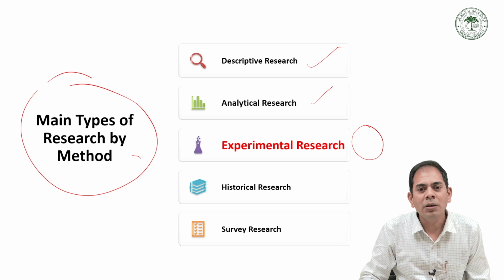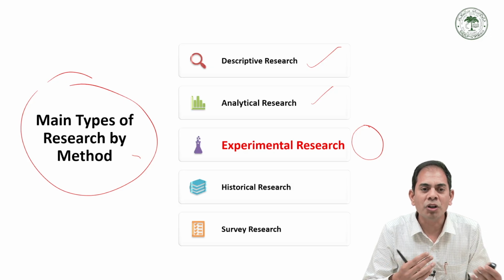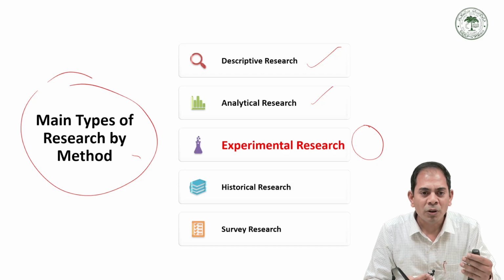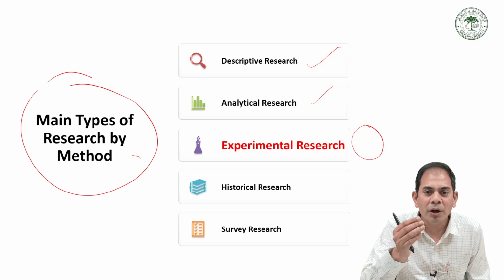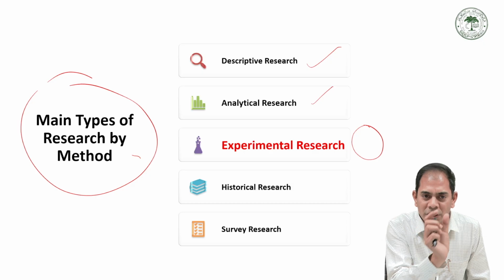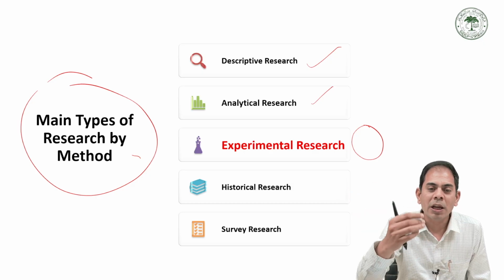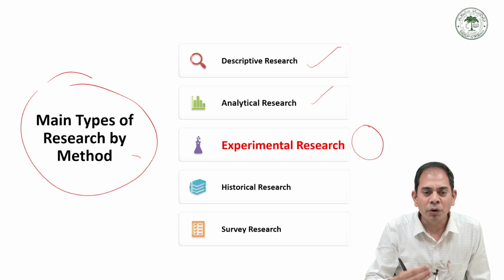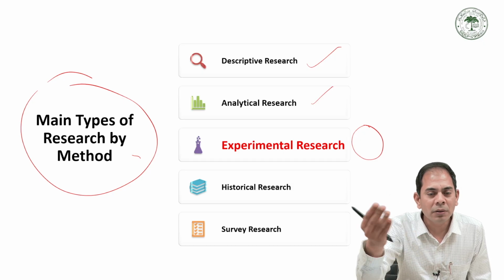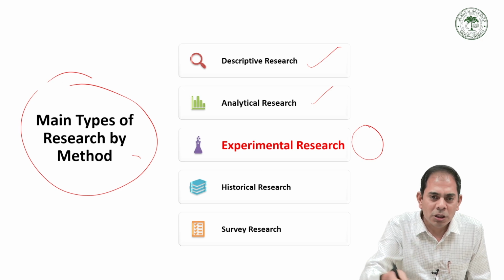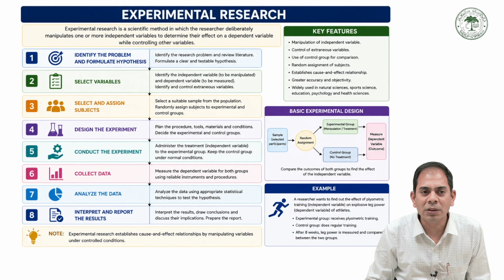The main aim of experimental research is to establish the cause and effect relationship. In simple terms, experimental research answers the question: what happens if we change a particular factor? For example, if we change something, what happens afterwards in the output? Take performance in cricket: if we reduce the training times, what type of effect will it have on the performance? This type of research is called experimental research.